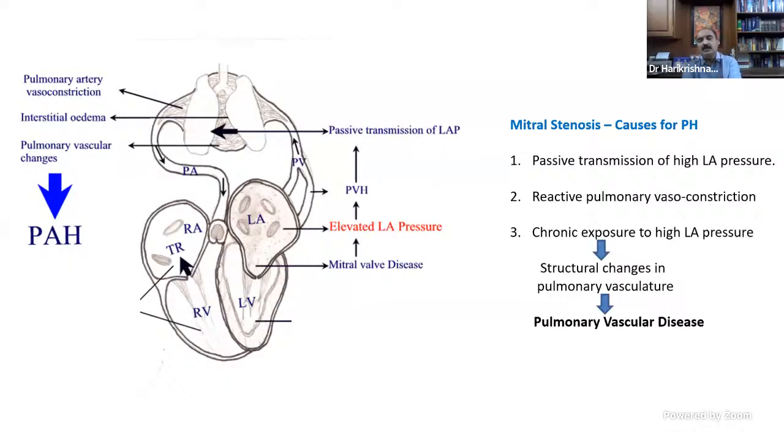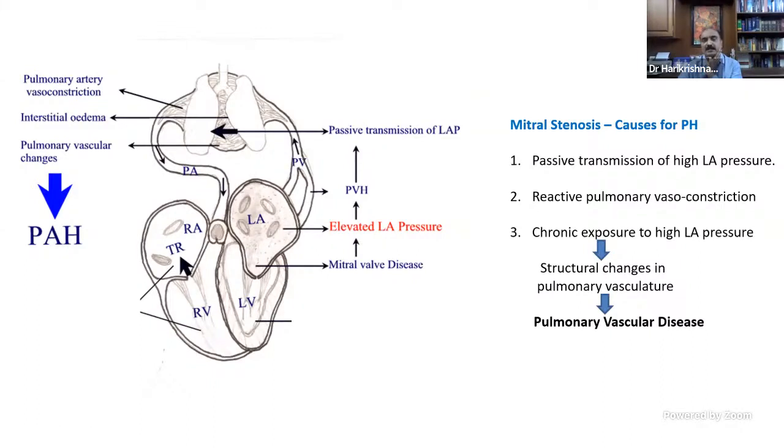So I will show an example of mitral stenosis and discuss the different types of pulmonary hypertension. When there is a mitral valve disease, what happens? Then there is an elevated LA pressure. There is pulmonary venous hypertension, and the pressure is transmitted to the pulmonary capillaries. And that will be transmitted to the pulmonary arteries. So there is a passive transmission of the high LA pressure.